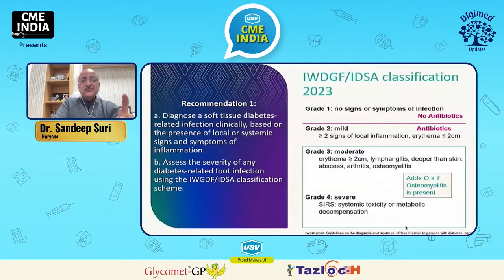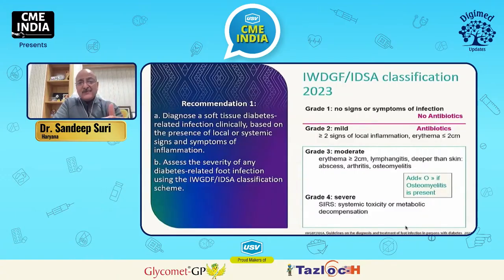Coming to the first question, look at the signs of infection, because if there is no sign of infection, no symptom, no antibiotic. So it's very simple. Diagnose soft tissue diabetes related infections clinically based on presence of local or systemic signs and symptoms of inflammation. I will be talking about them also.